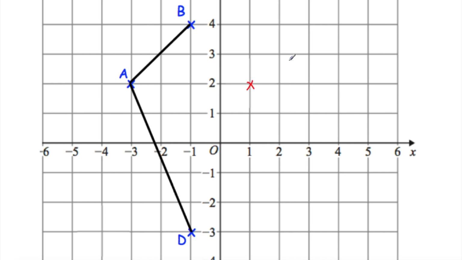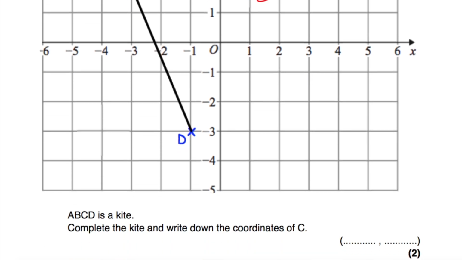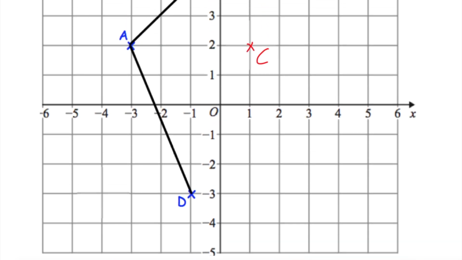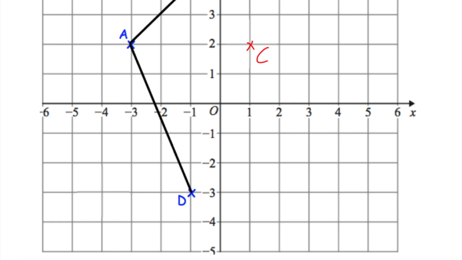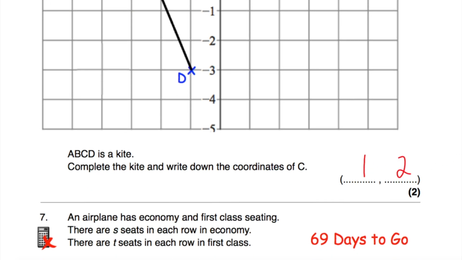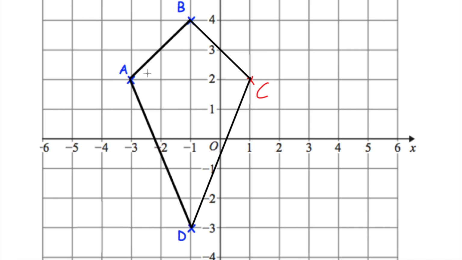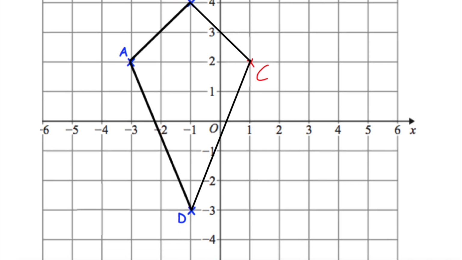So C must be there. The question says, complete the kite and write down the coordinates of C. So C is the point 1, 2. So 1 across, 2 up. And then let's complete the kite. And that's what the kite ABCD would look like. Okay, let's look at our next question.